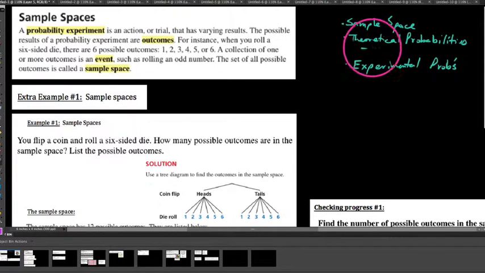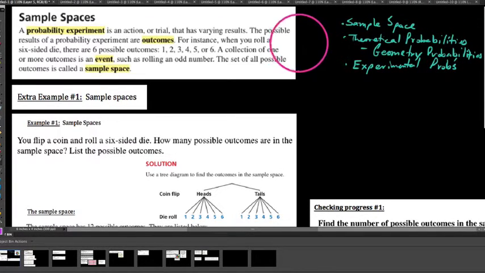And then the other thing we're going to do within theoretical probabilities is explore something that is sometimes called geometric probabilities, but it's sort of another form of a theoretical probability that uses areas in order to determine it.